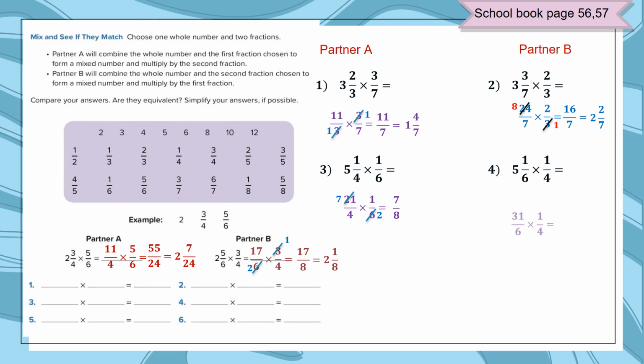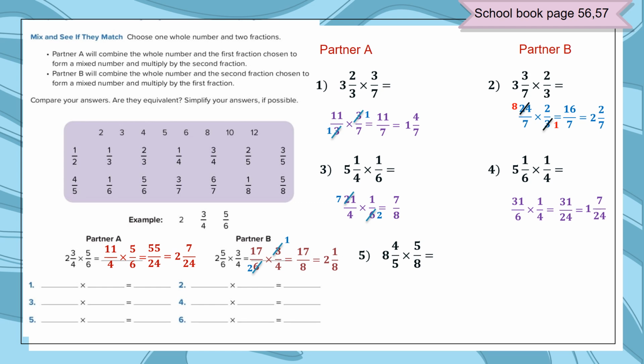Partner B, the mixed number will be 31 over 6 times 1 over 4. Here I will multiply the numerators together and the denominators together. So it will be 31 over 24. Here we have an improper fraction, so we need to simplify it. So it will be 1 and 7 over 24. And the two answers here are not equivalent.